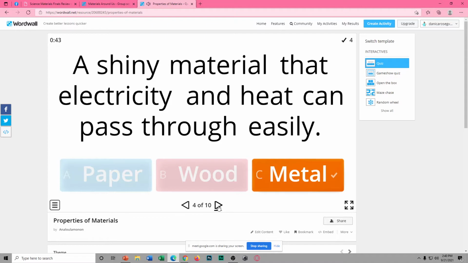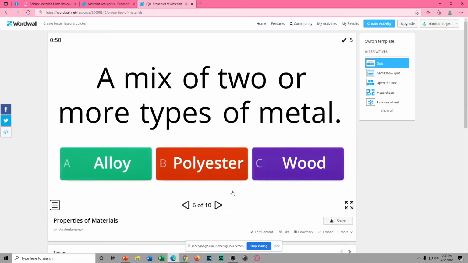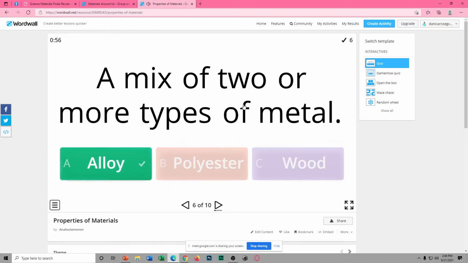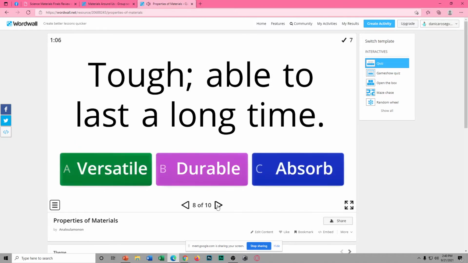Next. It is a man-made material that comes from chemicals. Plastic. A mix of two or more types of metal. Alloy. Can absorb water easily? Cotton. Tough, able to last a long time. What word means strong? Tough. Versatile, durable. Durable.